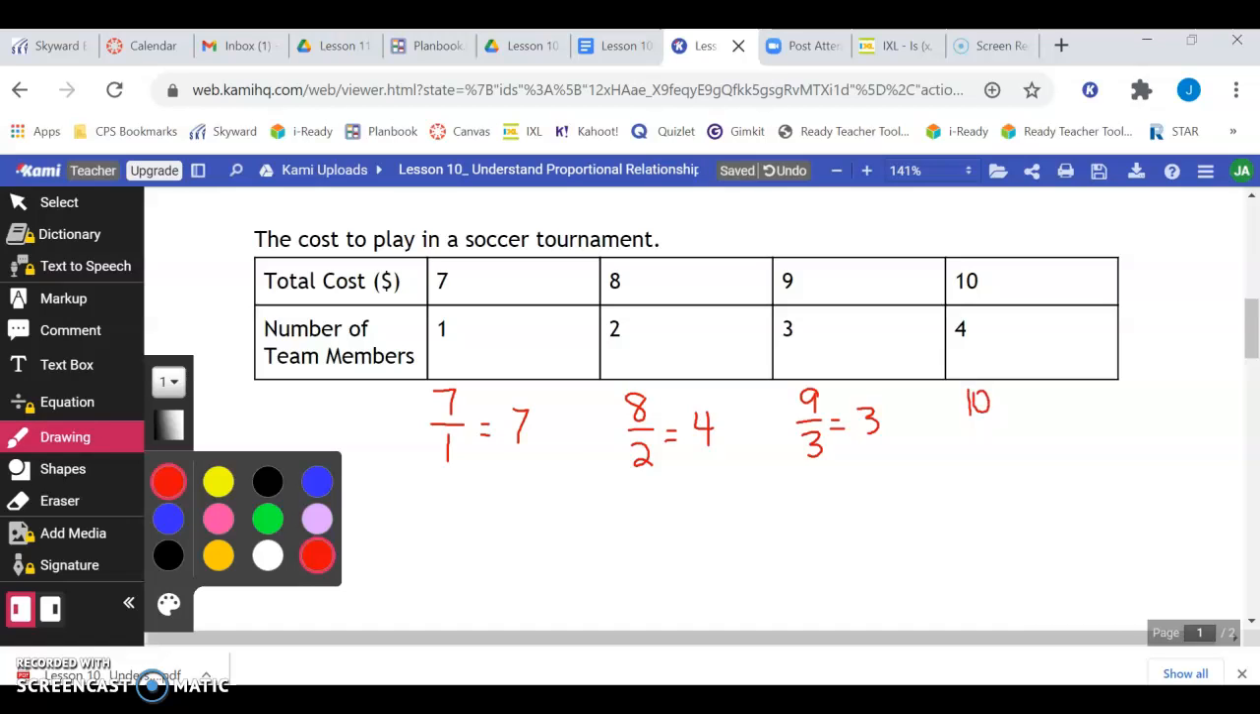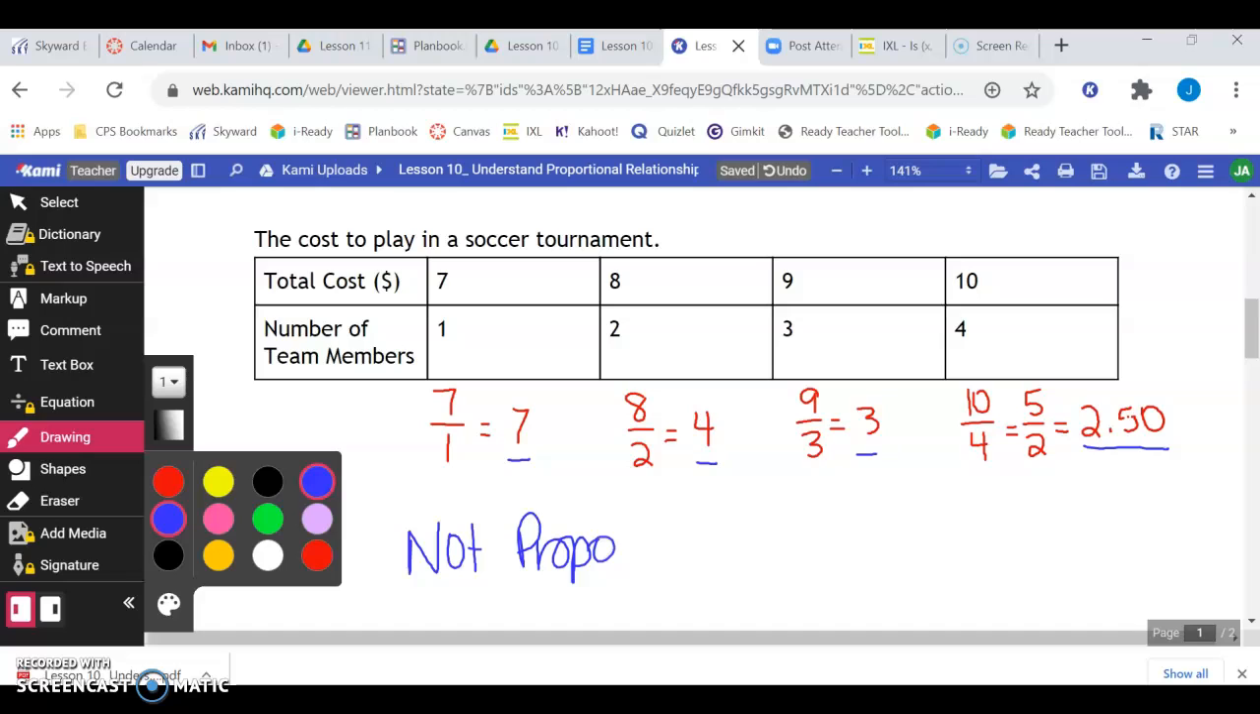And then this one is $10 for 4 people. That would reduce down to 5 over 2, which is the same thing as 2.5. So $2.50, we're talking about money, so we have to have that 0 on the end. So we're looking at our simplified answers here. They are not all the same, so this is not proportional. And we can't write an equation using this information, so not proportional.